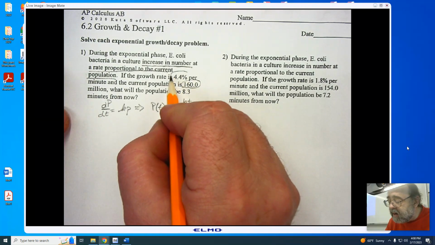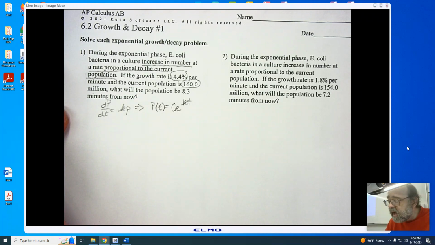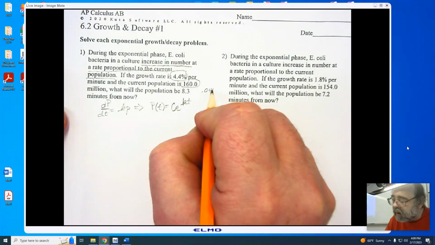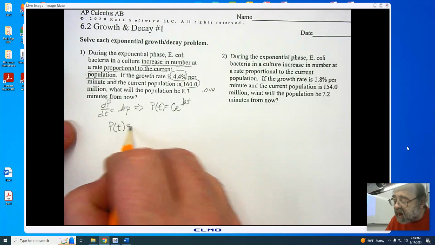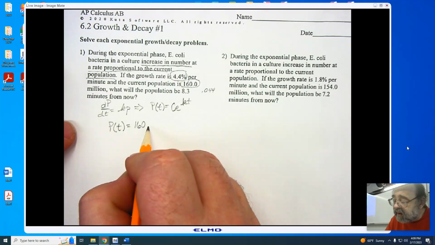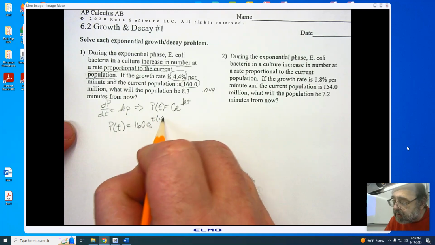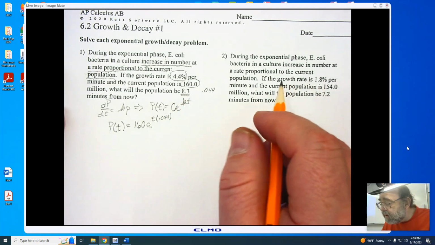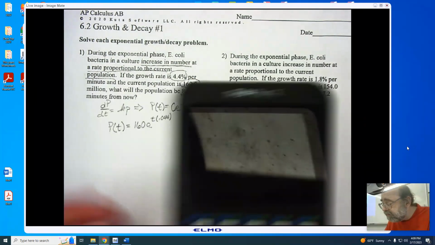We need to change our rate, which is a percent, into a decimal. Now remember, the word per means divided by, and cent means 100. So when we're changing that 4.4%, it's going to come out to be 0.044. So we end up having our population in terms of time is equal to 160 in millions times e to the power of t times 0.044. Now the time that they want us to work with is 8.3 minutes from now.